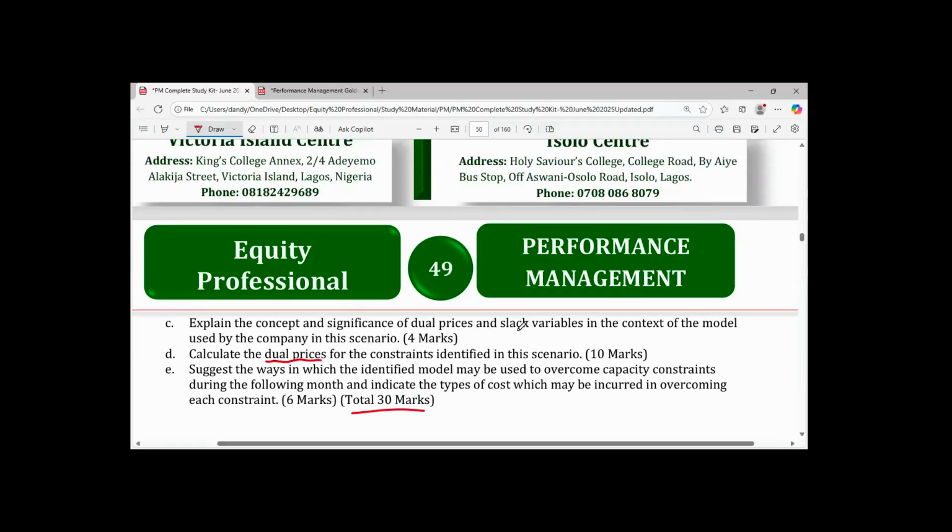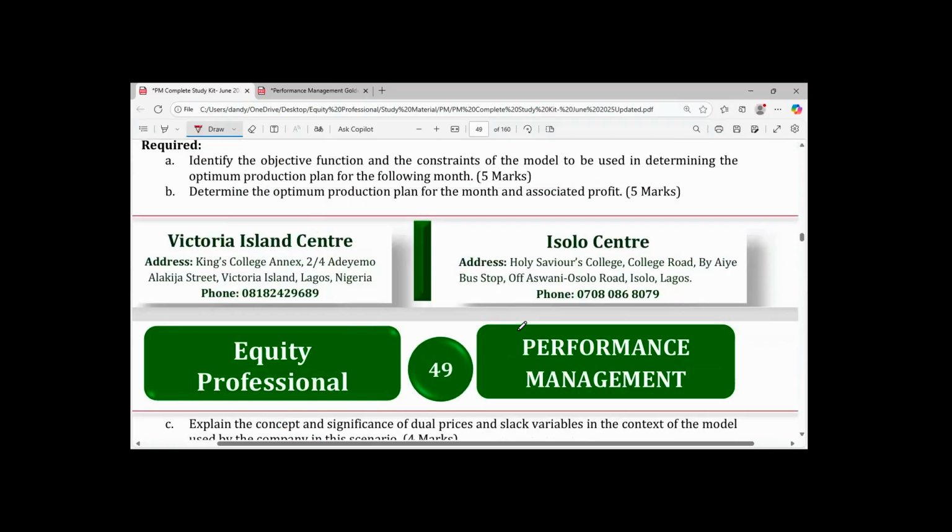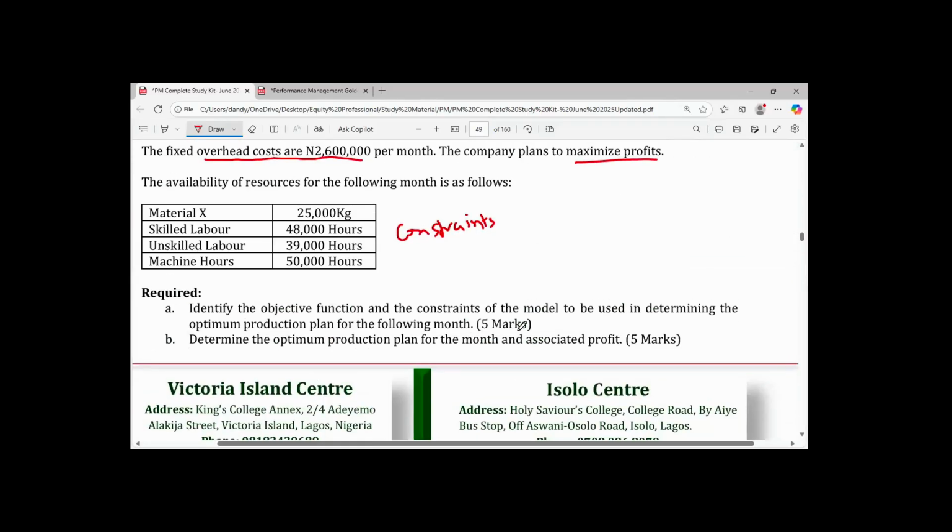Thank you very much, Angela. Yes, that is the question. In the A part of the requirements, you are to identify the objective function and the constraints of the model to be used in determining the optimum production plan for the following months. So the examiner is asking you to formulate the linear programming model in the A requirement.